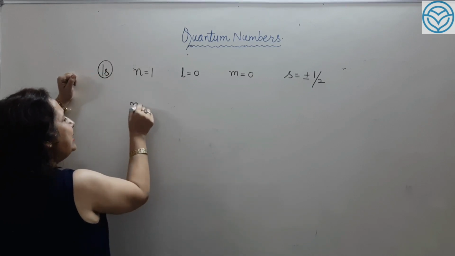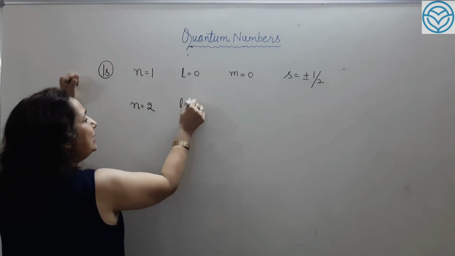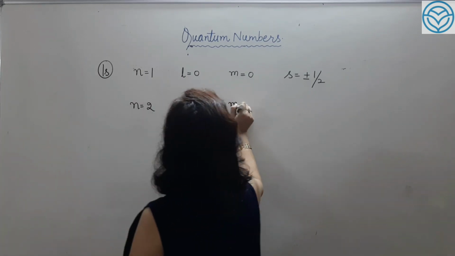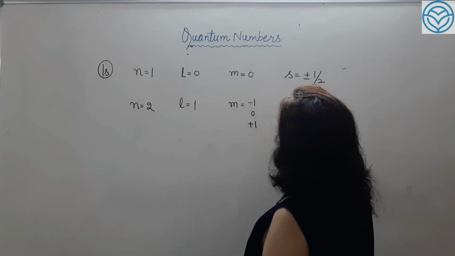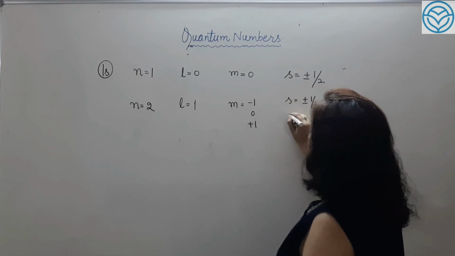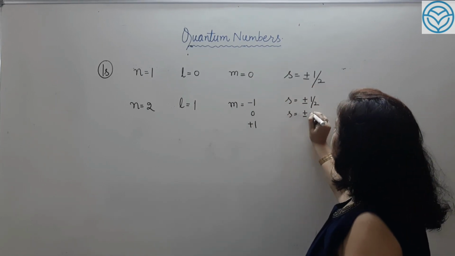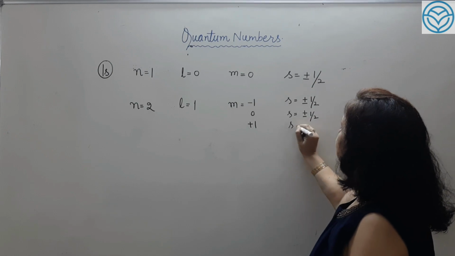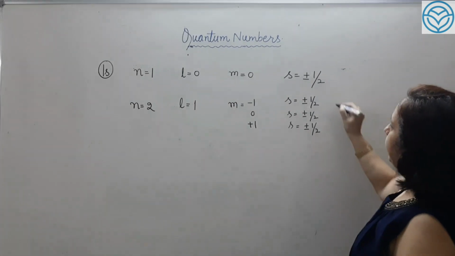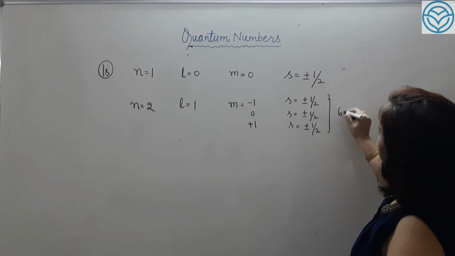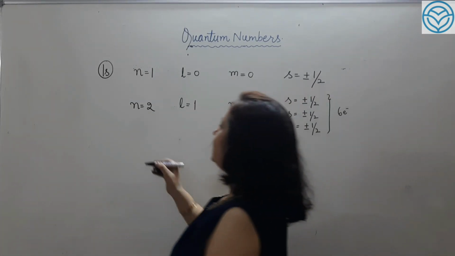If I say n is equal to 2, L is going to be 1, M can be minus 1, 0, plus 1. Spin can be plus half, minus half for each orientation. Because you have 3 orientations, you will say that for all three there will be plus minus half. So you have a maximum of how many electrons, 6 electrons, and this is now 2p.